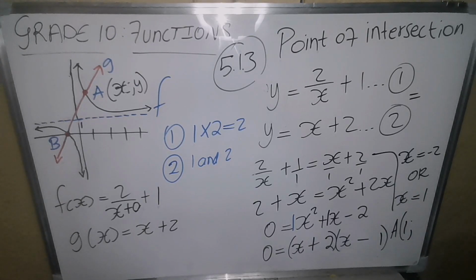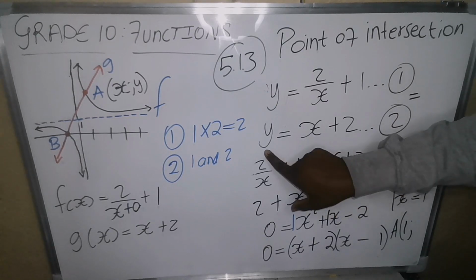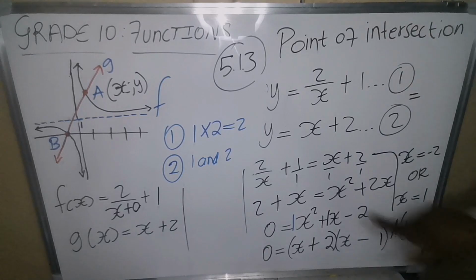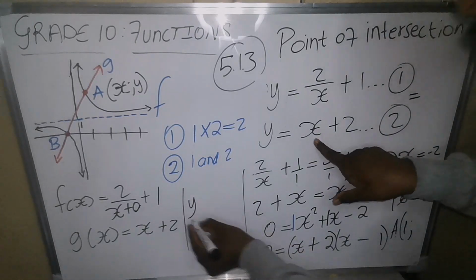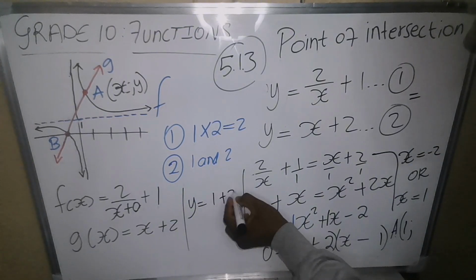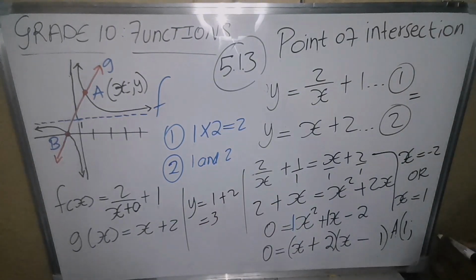Then you have the coordinate y. How do you find y? I'm going to use this x coordinate that I've just found in either of the 2 equations to find the y coordinate. So I can put this 1 where I see x in equation number 2: y equals 1 plus 2, which is 3. Therefore, the y coordinate is 3. Therefore, the coordinates of A are (1, 3).